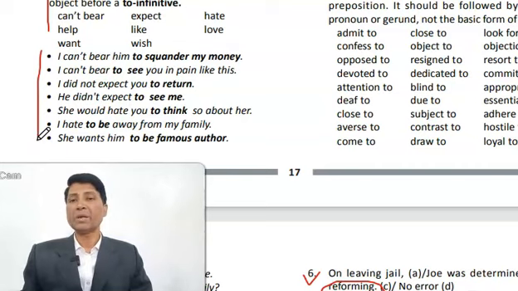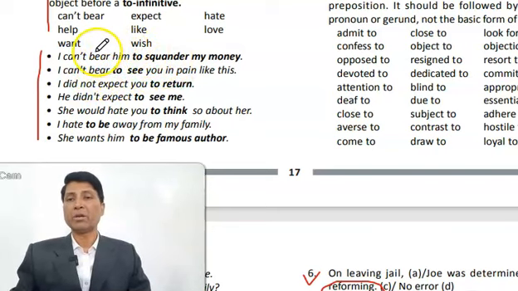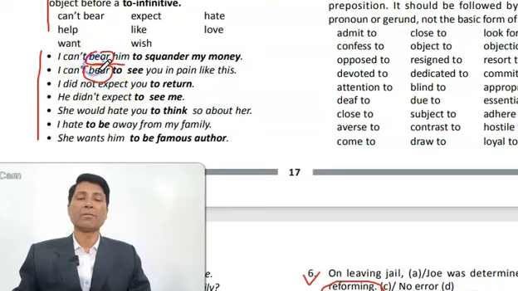I can't bear him to squander my money. Squander means misuse. So I cannot bear him to squander my money. Here the verb bear is being followed by an object, him. I can't bear to see you in pain like this. In this example, the verb bear is not followed by an object.